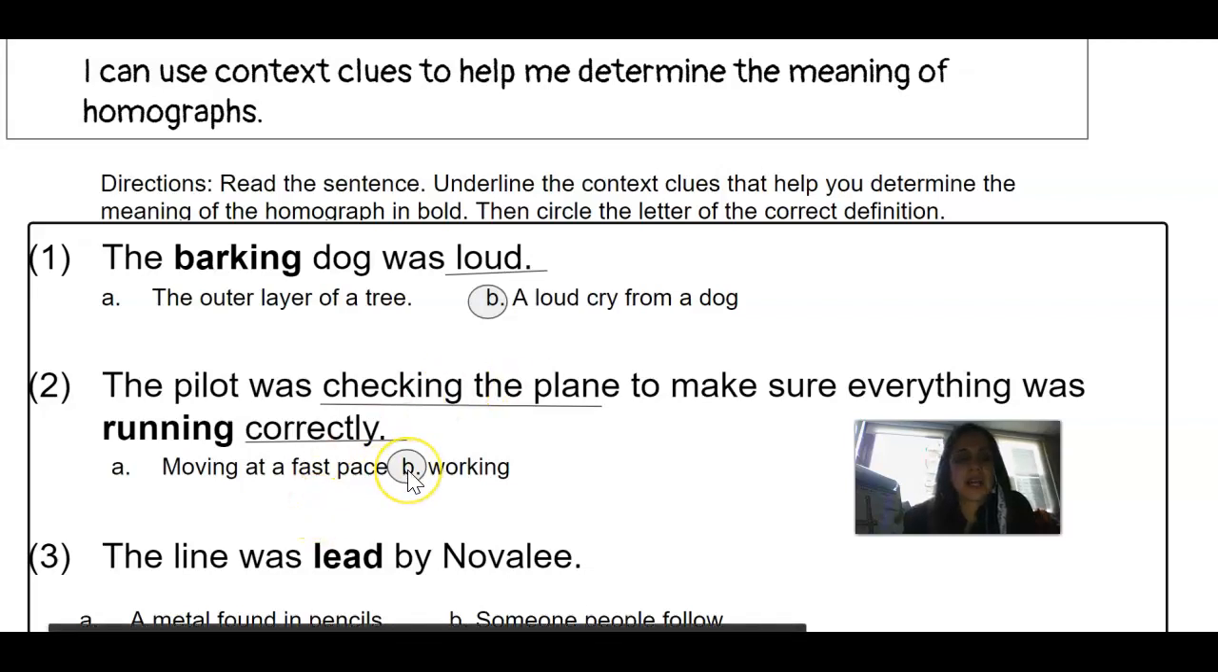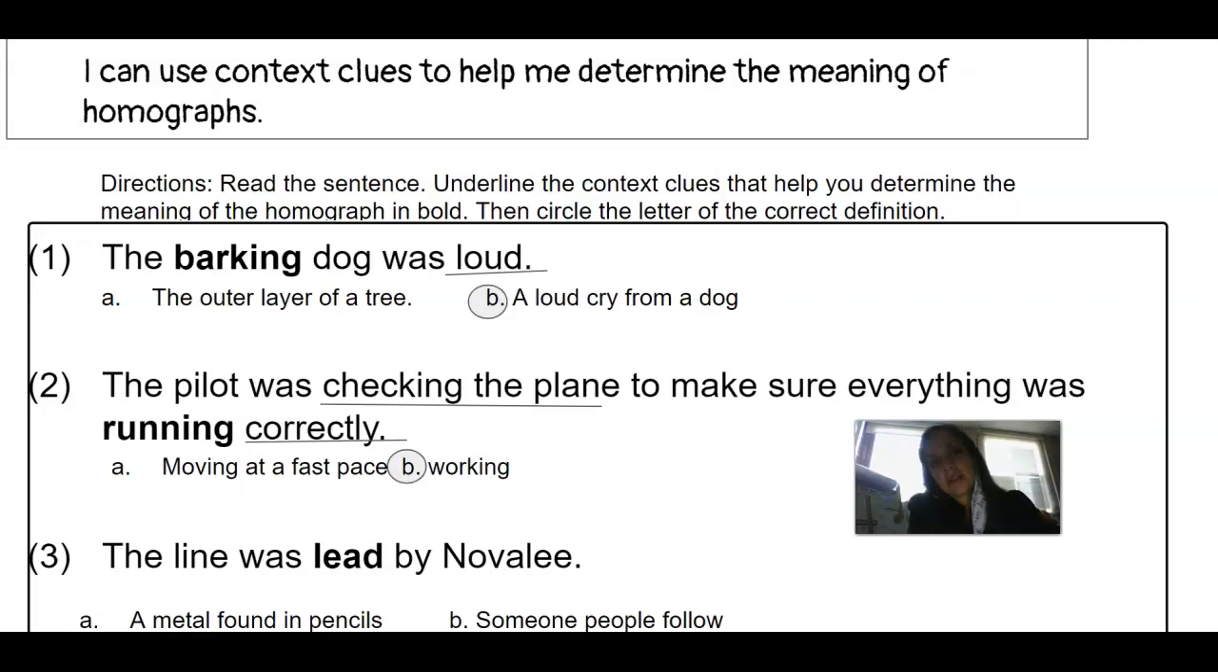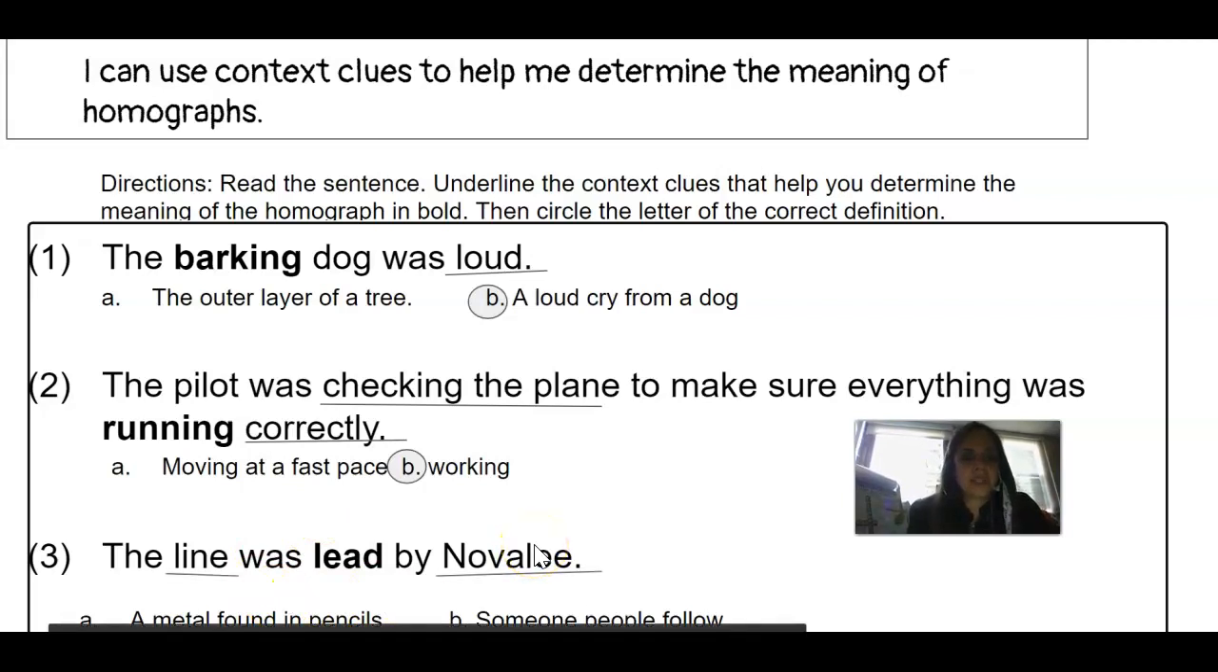Number 3, the line was led by Nova Lee. Here is a homograph that's spelled the same as another word, and it means something different. So I know that lead could be a metal found in pencils if I look inside the word. I also know that it could be someone that people follow. So now I'm going to look outside the word. Line and Nova Lee. Well, that connects to following someone. So now I'm going to plug in.